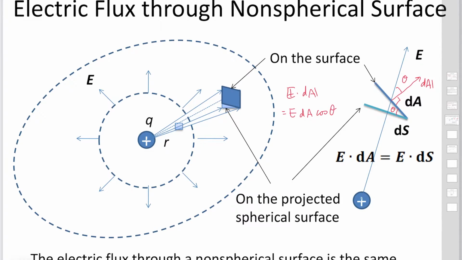This dA cosine theta is a projection. If you consider this triangle, dA cosine theta becomes dS. So E times dS. And dS is a small section of a spherical surface. The dS vector is directed in this direction, so parallel to the E vector. Also, you could write E dot dS. We can always consider a small section of a spherical surface, even if we consider a non-spherical surface.